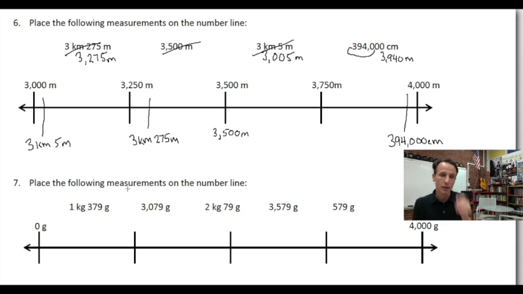All right, now let's do the same thing in number 7. We see our scale here goes from 0 grams to 4,000 grams. So we have a pretty big spread there. And let's look at our measurements. Are any of them in that, hey, here's straight grams form? Yes, look, 3 of them.